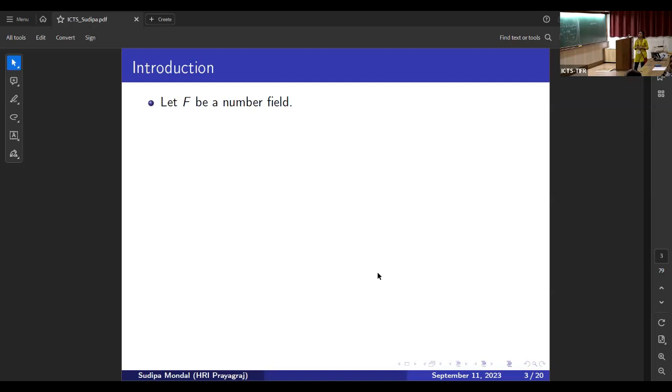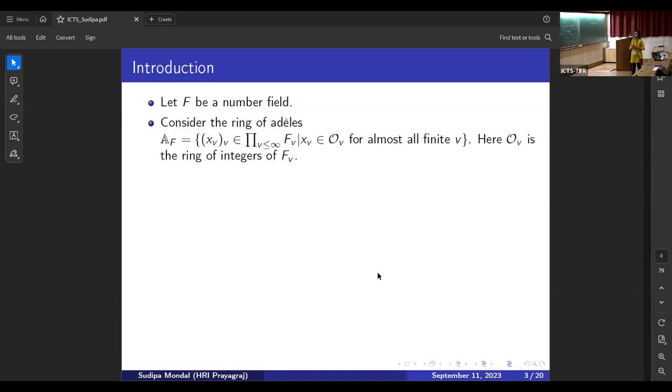Let's start with a number field. That means a finite extension of the field of rational numbers Q. You can take for the rest of the talk that F is equal to Q, but whatever I'm going to define, that holds for any number field. So consider the ring of adeles, which is denoted by A_F.